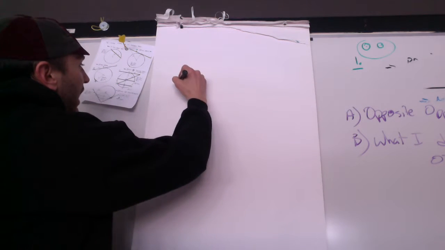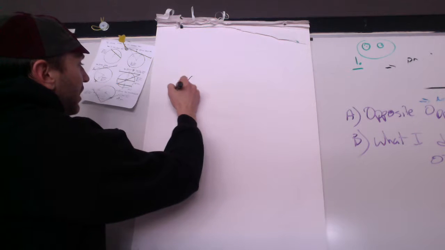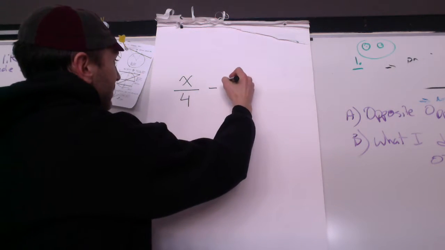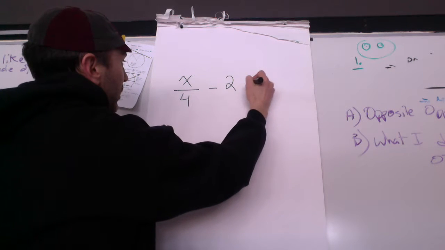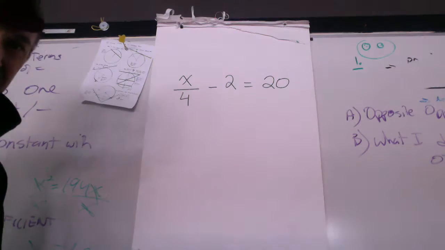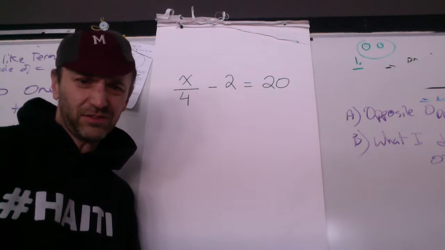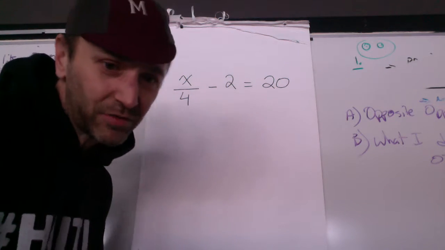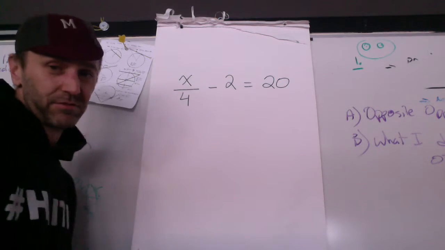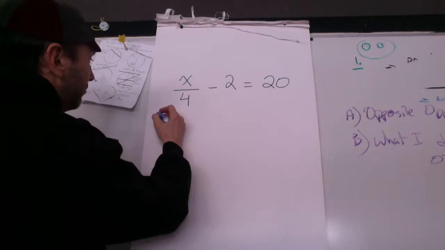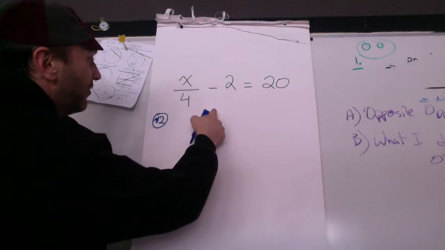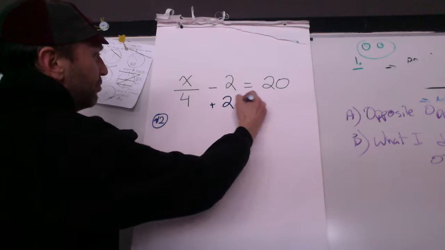What happens if we have x divided by 4 minus 2 equals 20? Well, now this gives us a little bit of a conflict because now we've got a few different things in here. This is a negative. What's the opposite of a negative? Well, rule number 2. Remember, use plus or minus. If we have a minus 2, we have to add 2 to both sides.